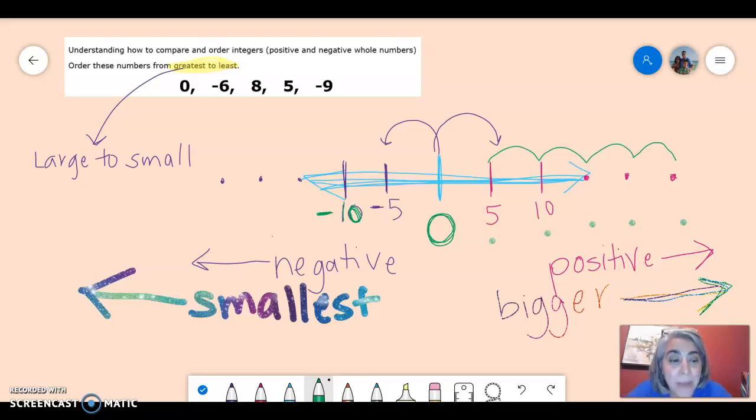So it's like owing money. If I owe $10 compared to owing $5, okay, I'm more in debt, which means I have less. So the more left we go, even though the numbers appear to be bigger, it's like opposite day. They are the absolute smallest numbers. So negative 15 is even smaller.